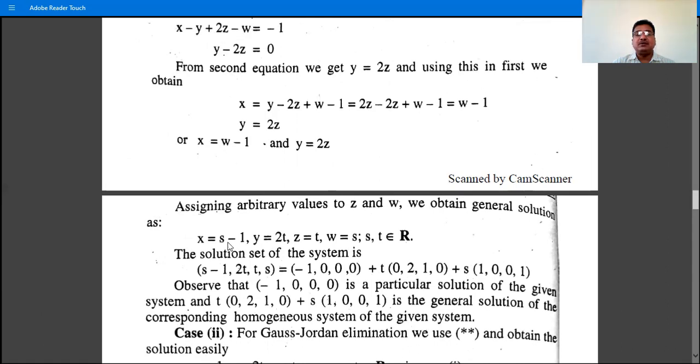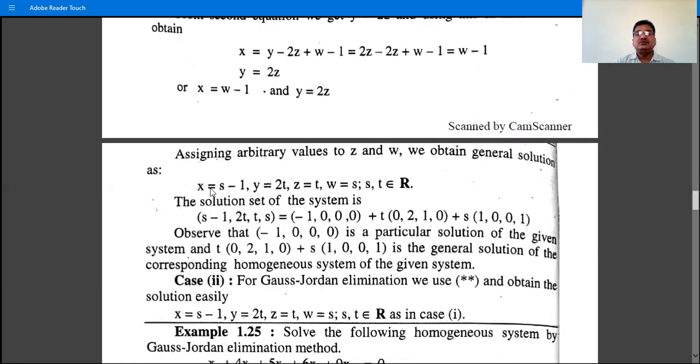Substituting, we have x is equal to s minus 1. So x is equal to s minus 1, y is equal to 2t, z is equal to t, w is equal to s, where s and t are any real numbers, is the solution of the system. So we write the solution set of the system: s minus 1, 2t, t, and s.